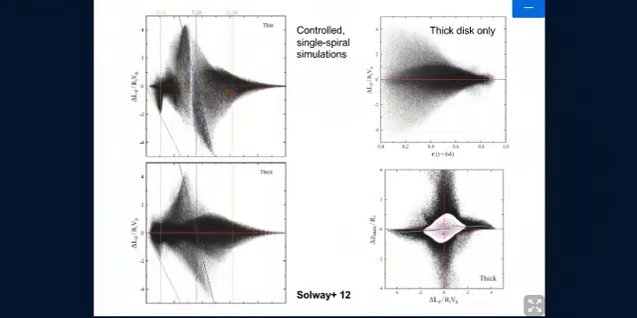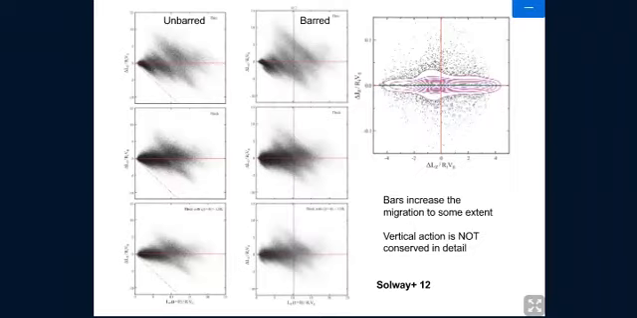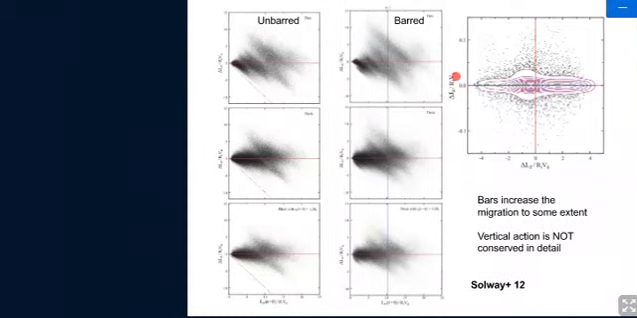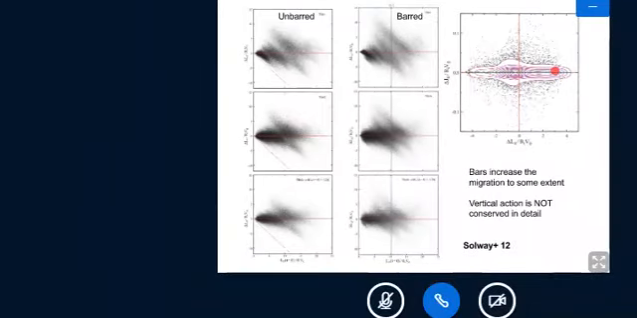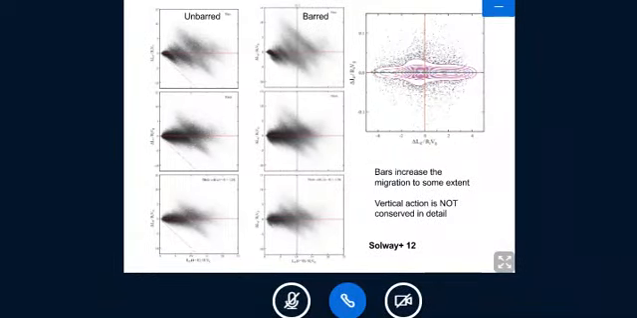There's been arguments about whether it's only the thin disk or also the thick disk that can migrate. This is an experiment from a former student of Jerry Sellwood's group, where they show that indeed there is migration in thick disks as well. And what they also showed in that study was that barred versus unbarred doesn't make a big difference. One of the surprising things that they found was that the vertical action is not a conserved quantity. It's conserved on average, but individually on a star-by-star basis, the vertical action is not conserved.